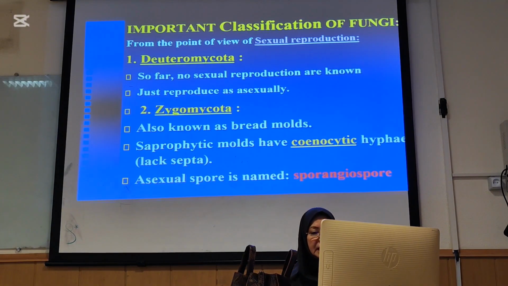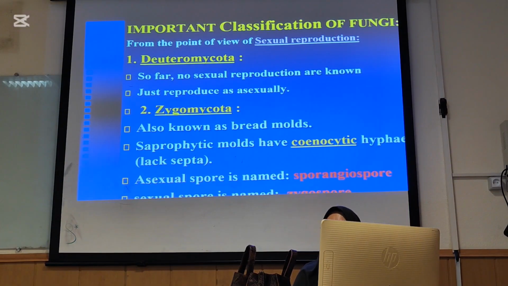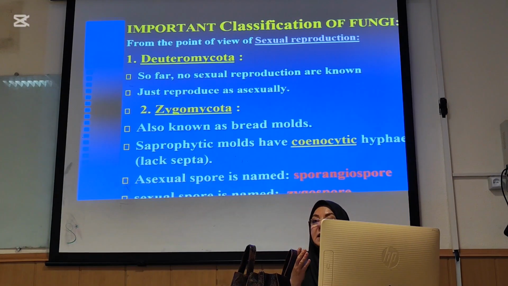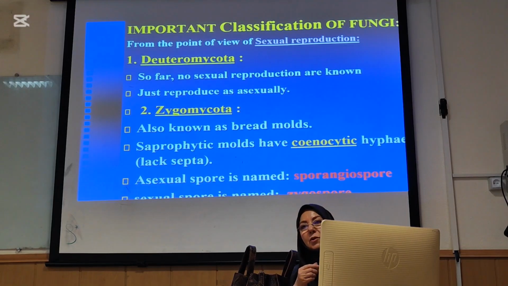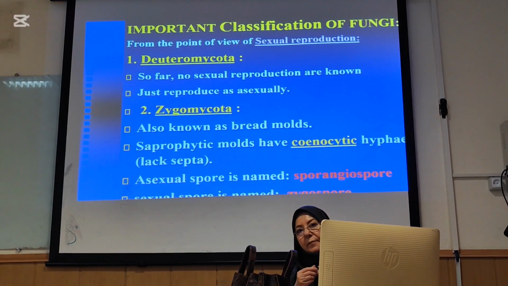Asexual spore in this group, Zygomycota, is named sporangiospore. Asexual spores usually are seen as sporangiospore. Okay? And sexual spores in this group are named zygospore. So, among the Zygomycota, if I ask you in an exam, what's the asexual spore? Among the Zygomycota, sporangiospore. Okay?